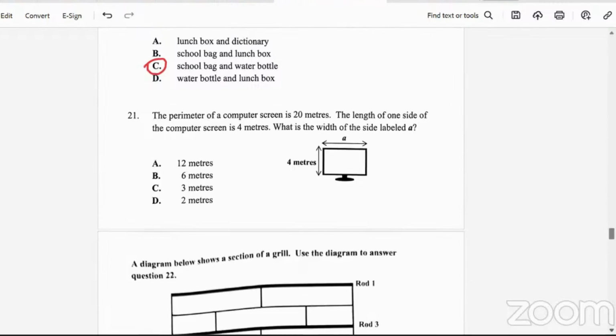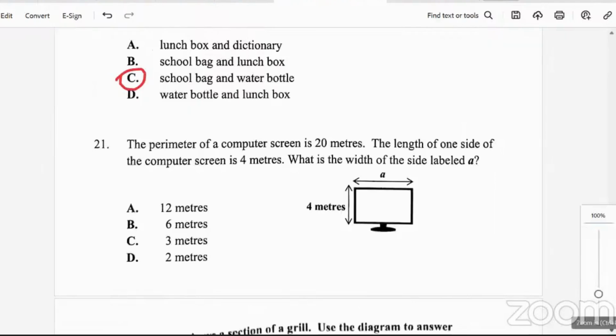All right, question 21. The perimeter of a computer screen is 20 meters. The length of one side of the computer screen is 4 meters. What is the width of the side labeled A?